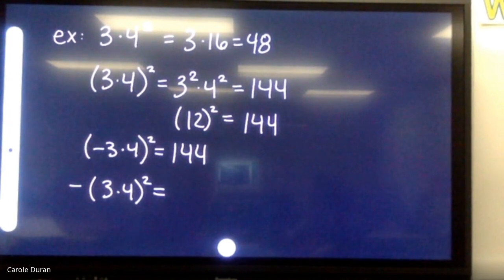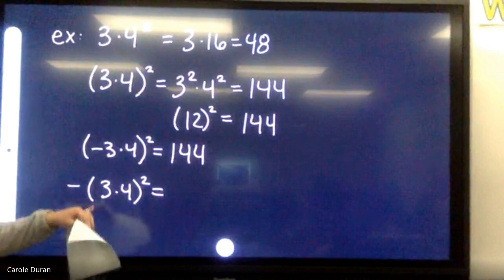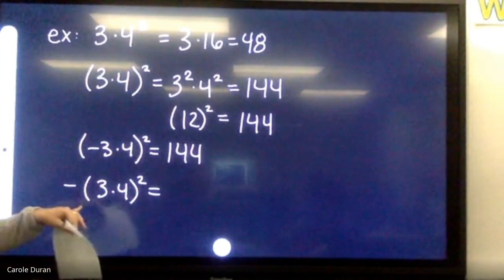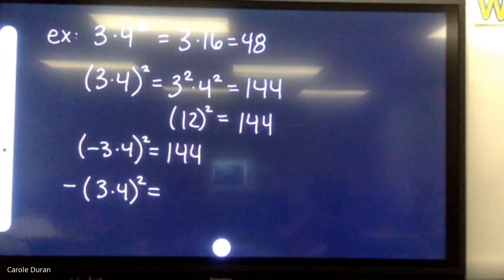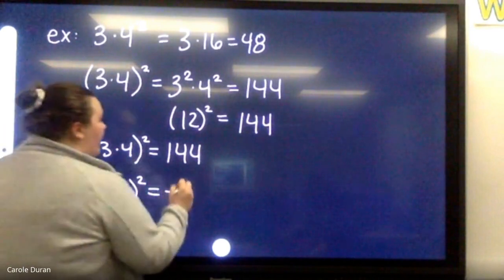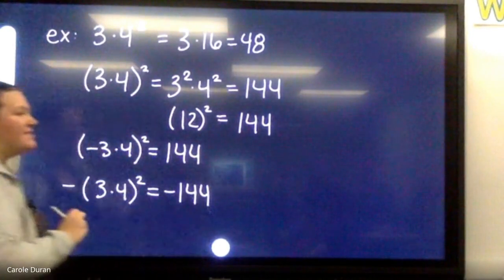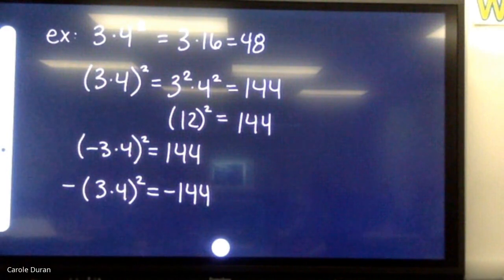Positive or negative? Negative. We have to do what's inside the parentheses and then the exponent, and then we multiply the negative 1 in. So 3 times 4 is 12. 12 squared is 144, times negative 1 is negative 144. This is the most common mistake I see on any math test.